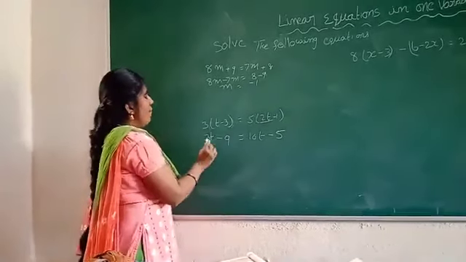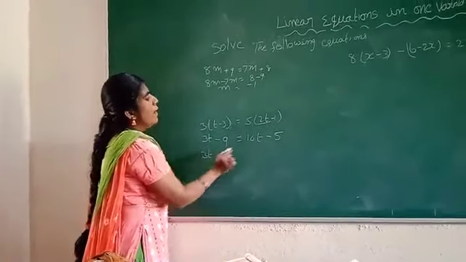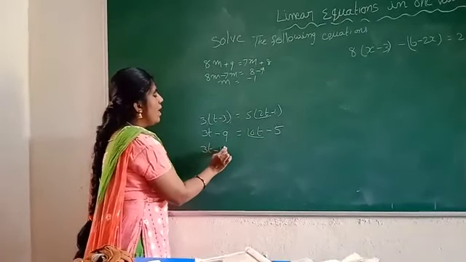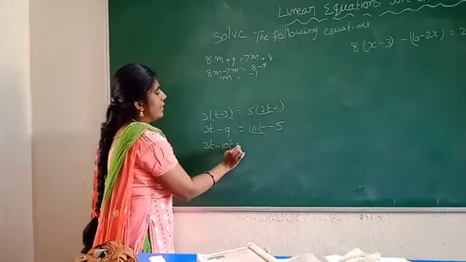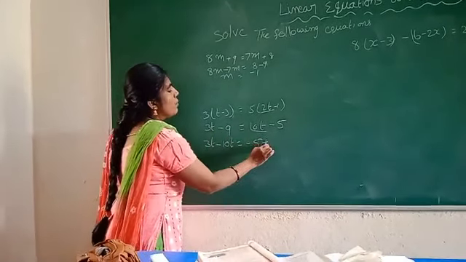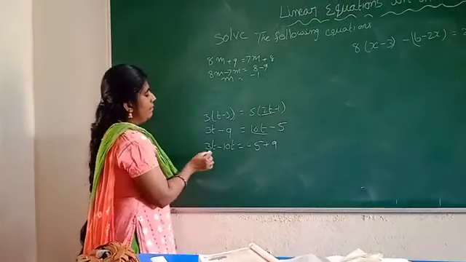Say, variables are on one side. 3t plus 10t. It's changed to the other side, minus. Minus 5. Minus 9 becomes, changed, plus 9.